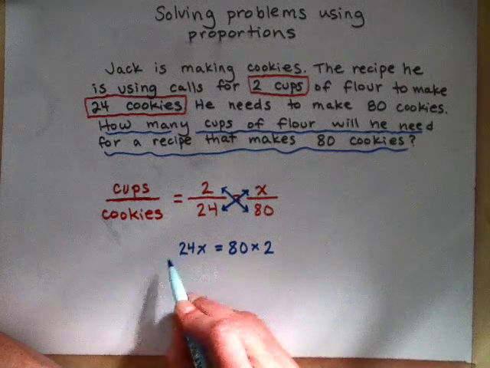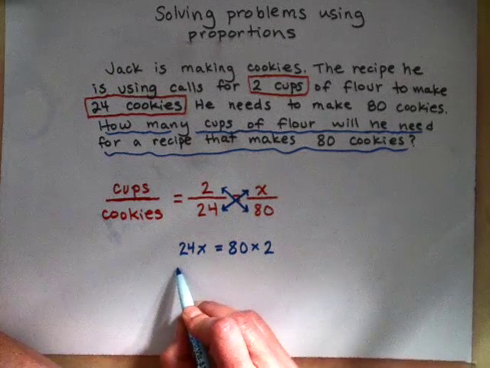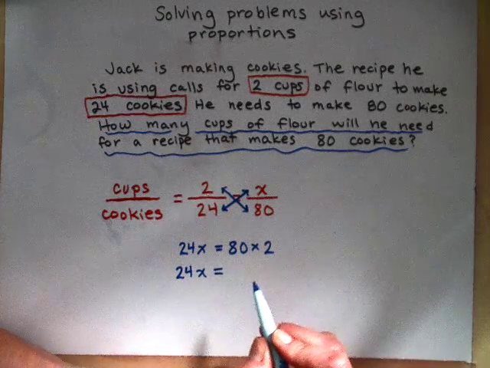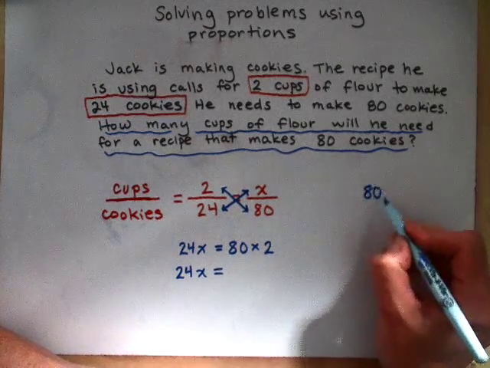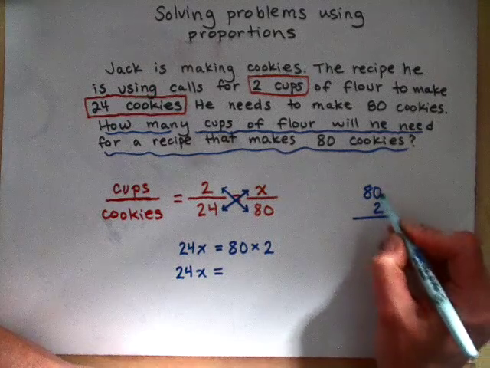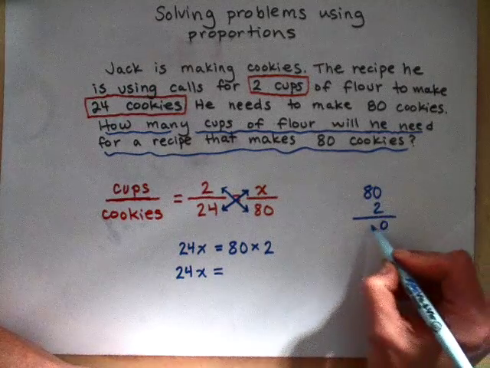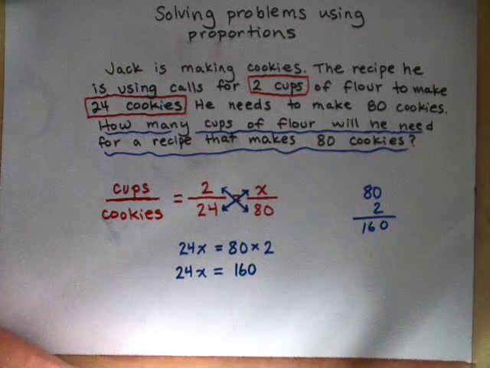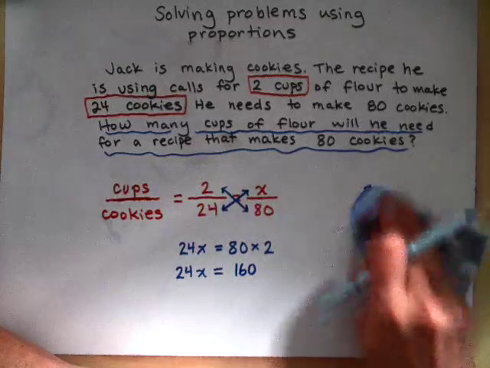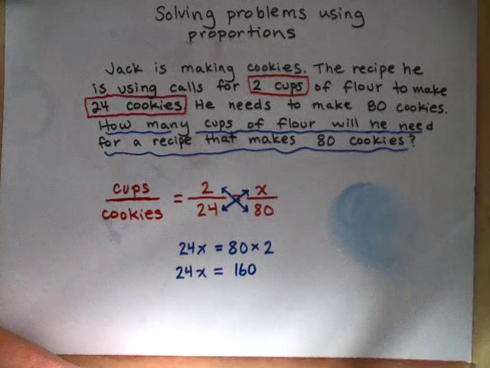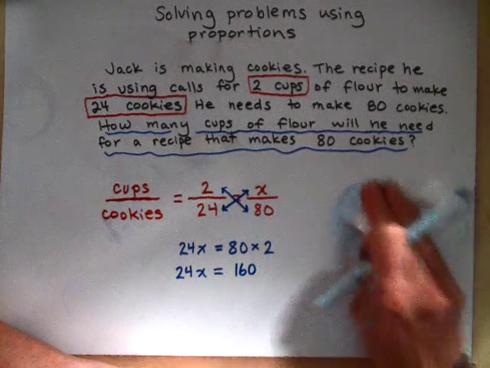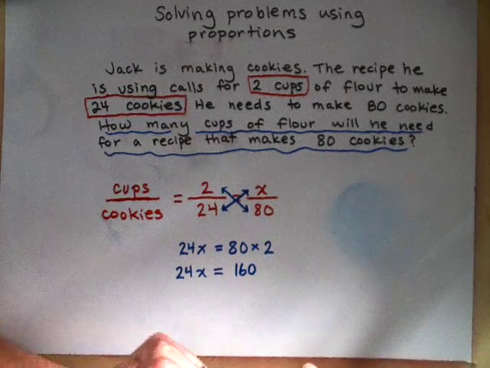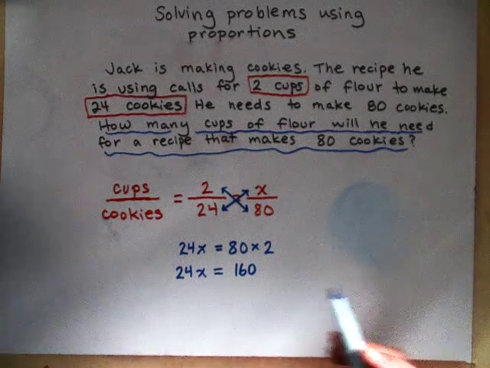So now I still don't know what x is, so I'm going to keep going. I've still got 24x. Now I have 80 times 2. I know that 80 times 2 is 160. 2 times 0 is 0, and 2 times 8 is 16. So equals 160. So now I have to divide. I'm going to divide using a fraction. Well, I'm going to get a fraction from my division problem.